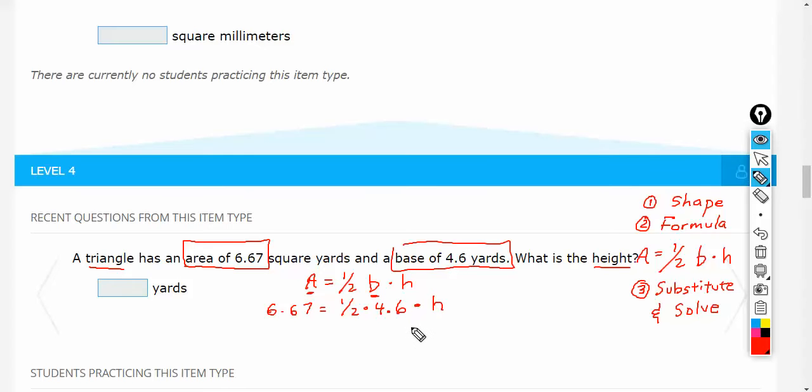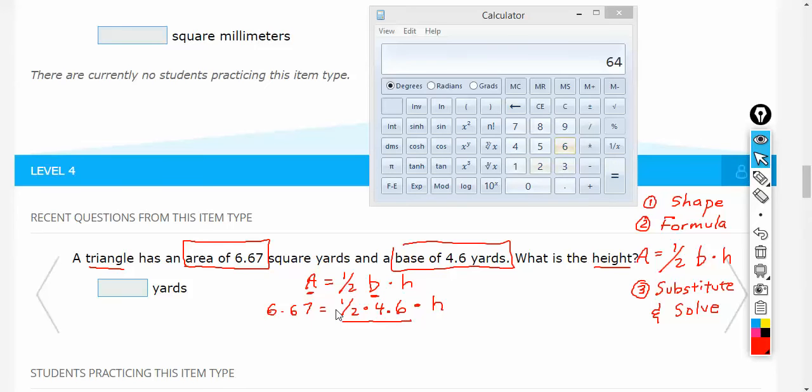Now we solve. So the first thing we're going to do is half times 4.6. Need the calculator. Multiplied times half is the same as divide by 2. That's a whole separate lesson. But basically, if I multiply something times half, 4.6 is like this over 1. So that's the same thing as 4.6 divided by 2.